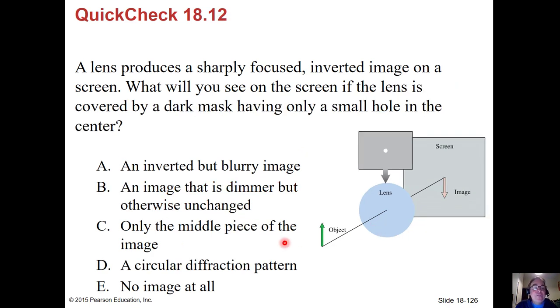A lens produces a sharp focused inverted image on the screen. What will we see on the screen if the lens is covered by a dark mask having only a small hole in the center? Okay, so this is really similar to the last question. It's just now even less light is getting through. So you're still going to see an image because the lens is still functioning. It's just you're not going to have as much light hitting it. So the light, even from the top, will still go through this little hole. Just because the rest of it's covered, the light that hits the hole is still going to go through.